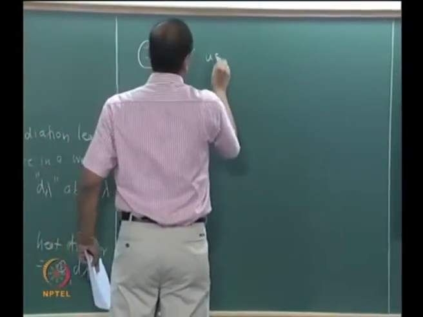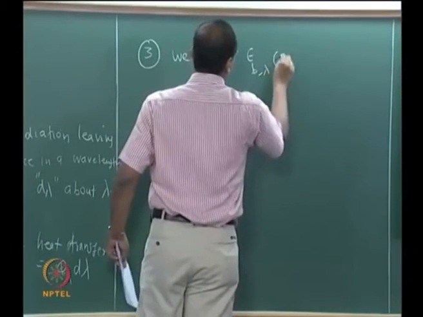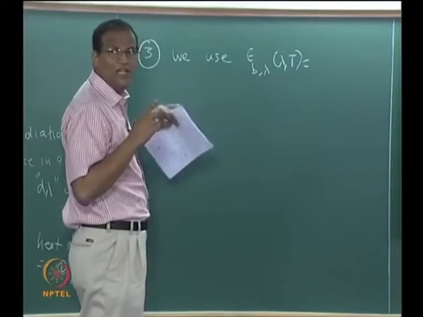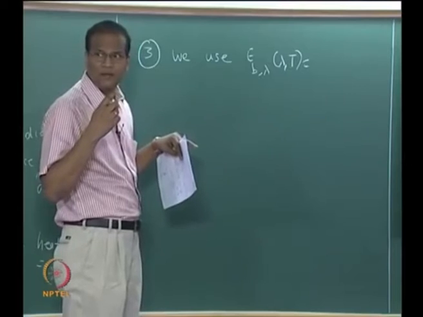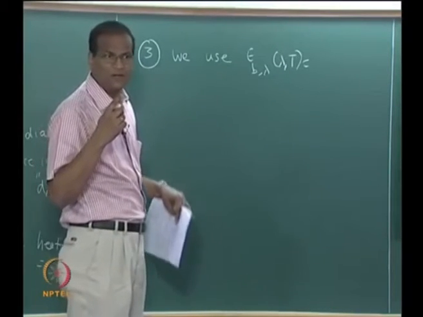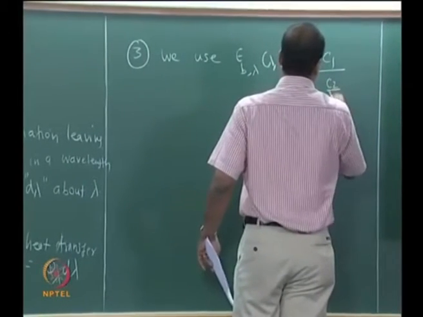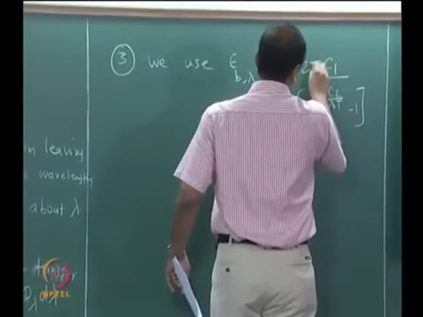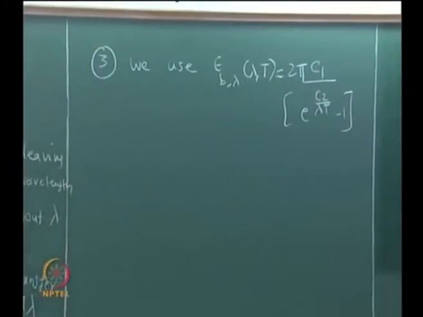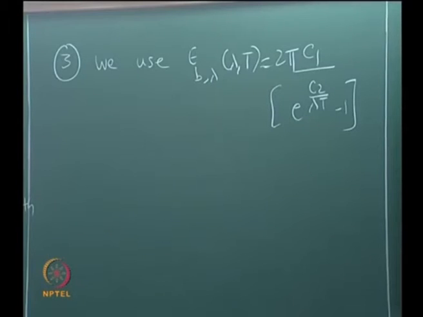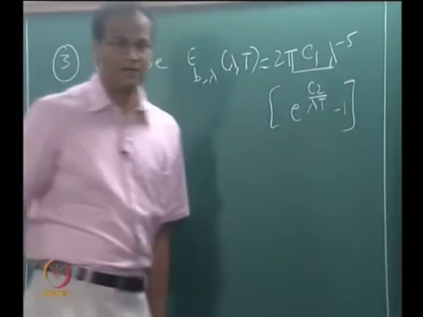Did we use 2 pi C1 or C1 straight away for E? We multiplied that by 2 pi. Directly C1? Yeah, please check. No, I am not talking about I_B lambda. I hope you have not forgotten the difference, quiz is coming up, between the E_B lambda and I_B lambda. C2, of course. Correct.